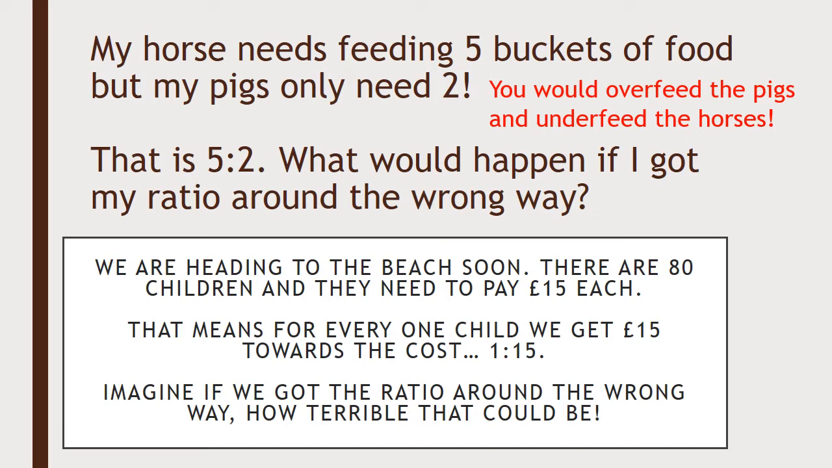Now let's have a look at another example. We're heading to the beach soon. There are 80 children and each child must pay £15. That means for every 1 child we get £15 towards the cost. So that's a ratio of 1 to 15. Now imagine we got the ratio the wrong way around. How terrible would that be? That would be 15 to 1. 15 children would have to pay £1. That is ridiculous. So it's so important we get the ratio the right way round.